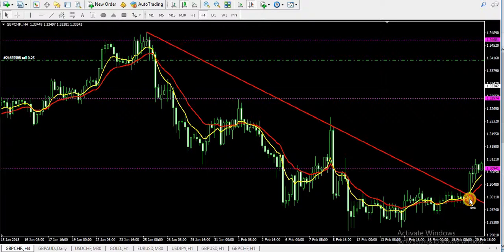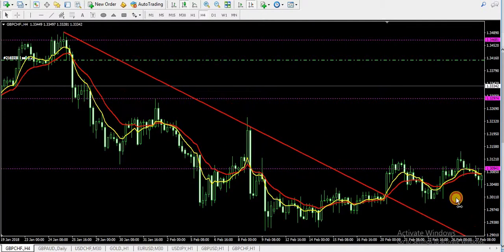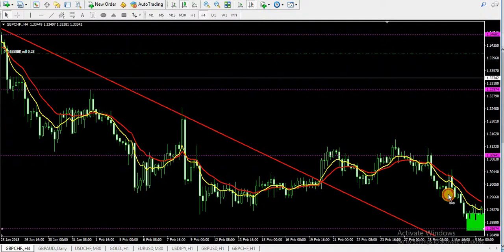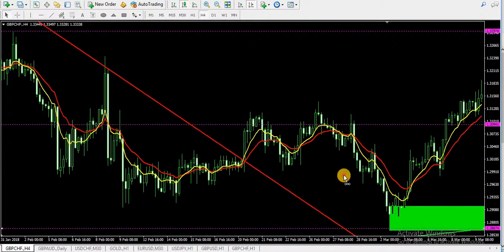And remember, the trend is your friend. You see? This is what I mean. Wait for the cross. You don't want to be trading against the trend. The trend is your friend.